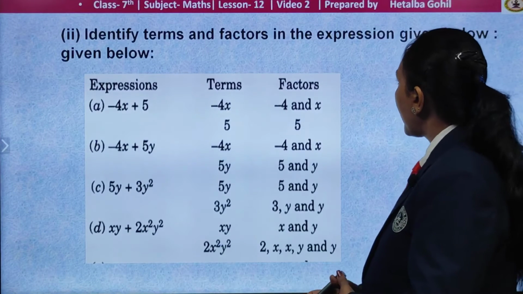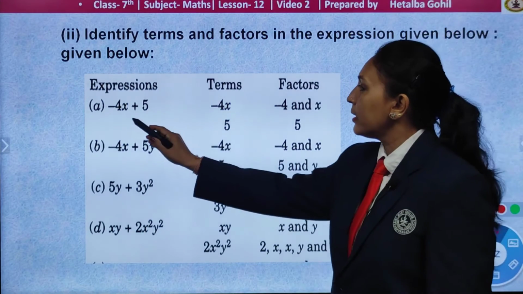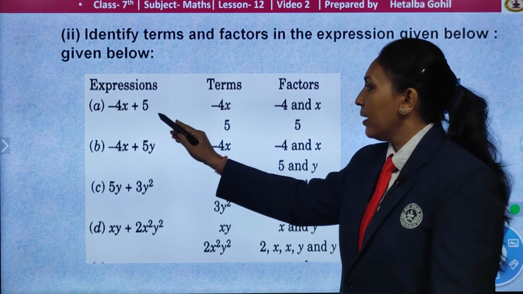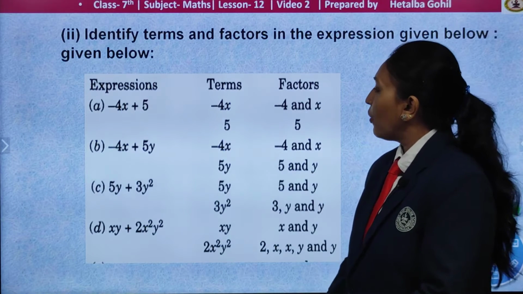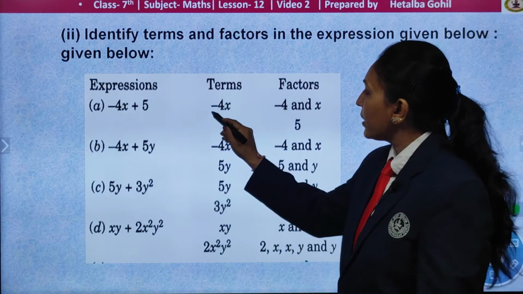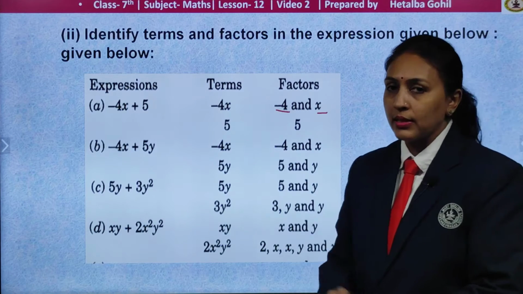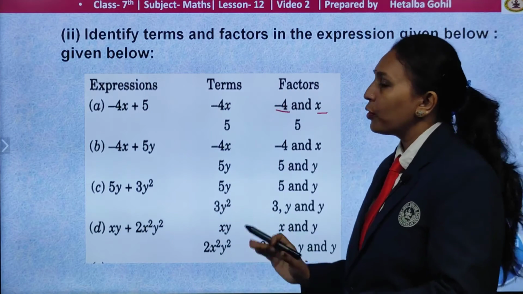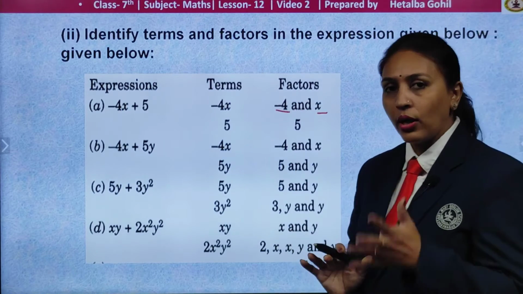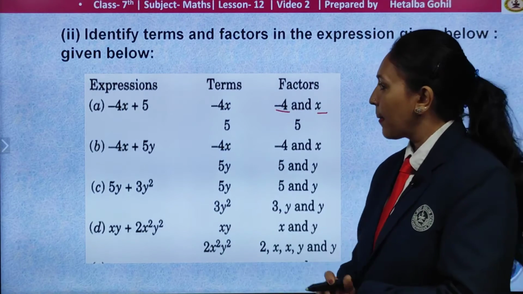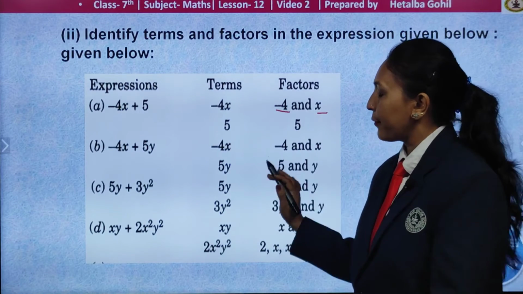Identify terms and factors in the expressions given below. The expression here is minus 4x plus 5. The 2 terms here are minus 4x and 5. Now we have to write the factors. What are the factors of minus 4x? That is minus 4 and x, the 2 factors. Here there is no need for you to represent in tree diagram form. If it is not asked, you can list them out like this. Then 5. The factor of 5 is itself, that is 5.